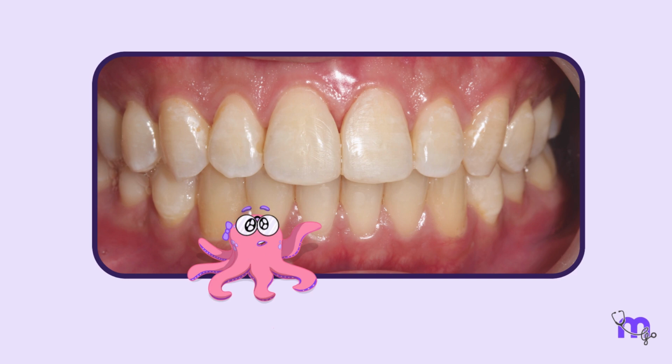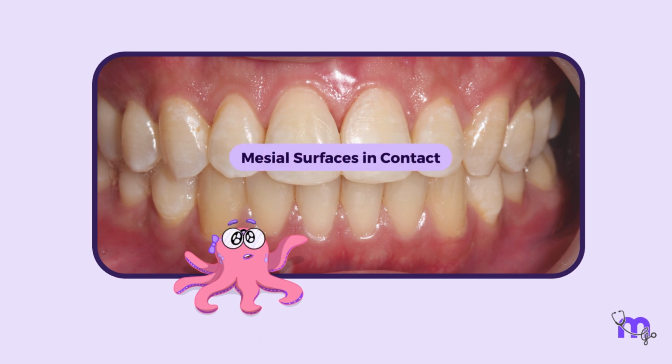Like the maxillary central incisors, there are also two in number, centered in the mandible, one on either side of the midline, with the mesial surface of each in contact with the mesial surface of the other.